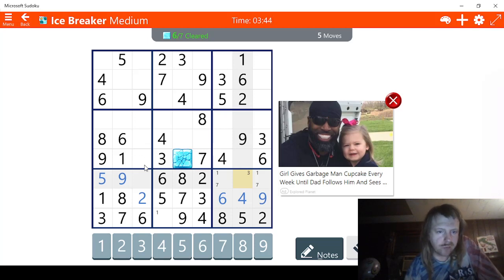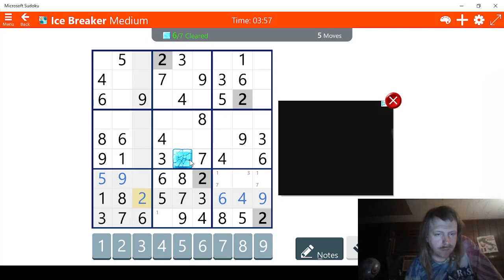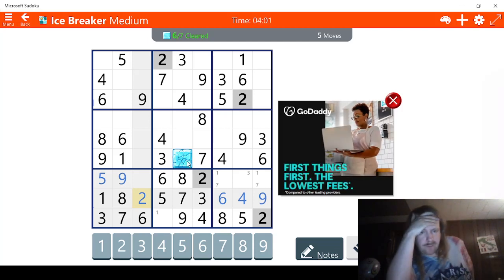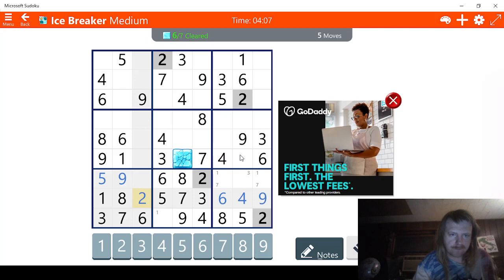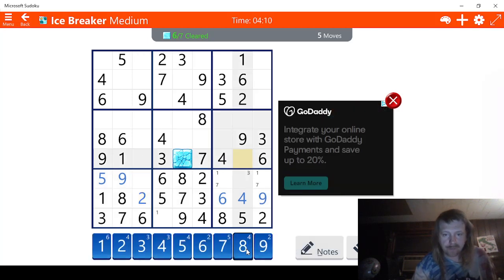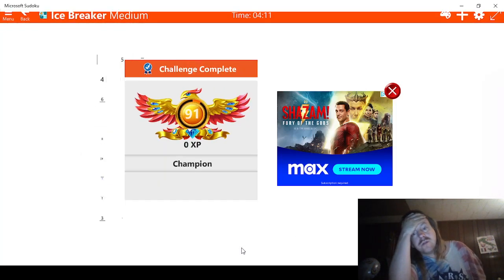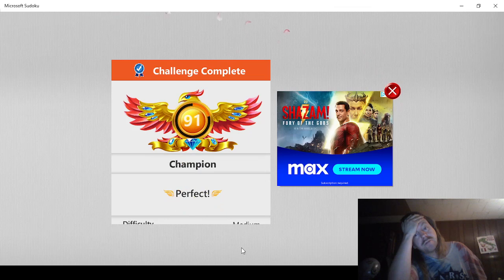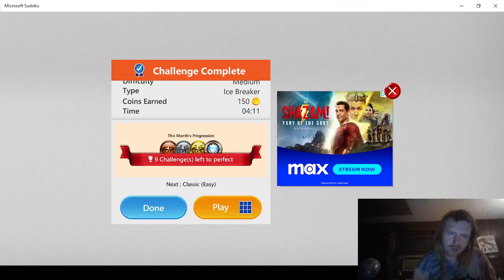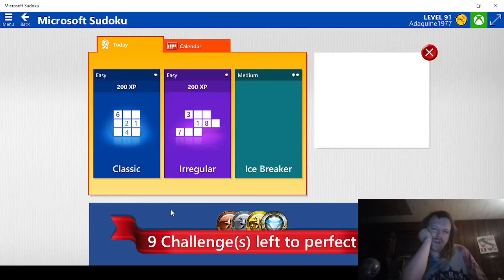We need a 2. Okay, this can't be a 2 right here, and this can't be a 2 right here. This has to be the 2. 5. This can't be a 5 here. Okay, wait a minute. 8. 8 is the other option. This cannot be 8. This can't be an 8 either. This has to be an 8 right here. Yeah. And that's a win. There we go.